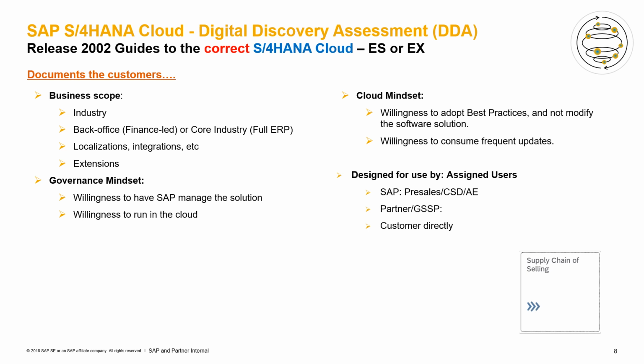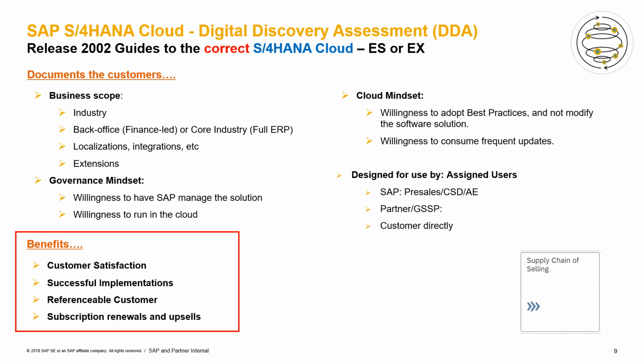My recommendation is to work with your AE, your industry AE, early and get your opportunity set up early. And then as you begin to do your requirements analysis with your customer and you go into the business scope requirements, your governance mindset in terms of how often they have the appetite to upgrade, what is their cloud mindset, etc. You'll then be able to go back and work with the SAP sales team through the digital discovery assessment and then help determine the right edition to propose to your customer early.